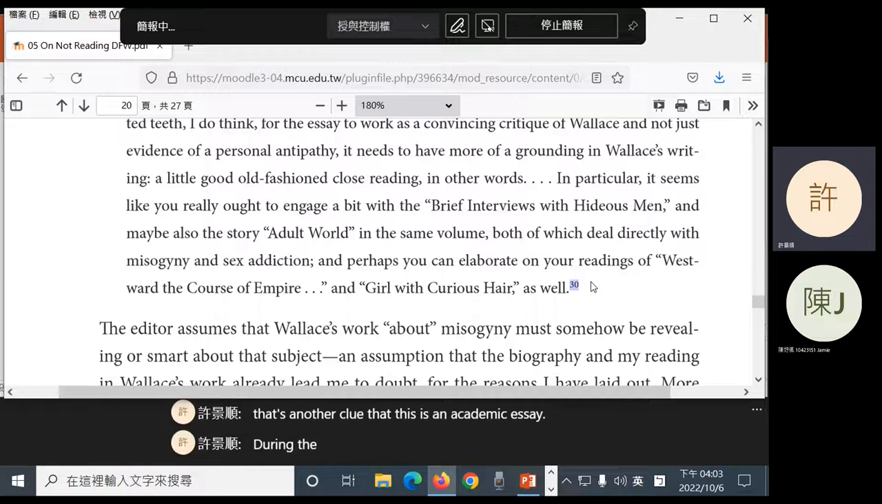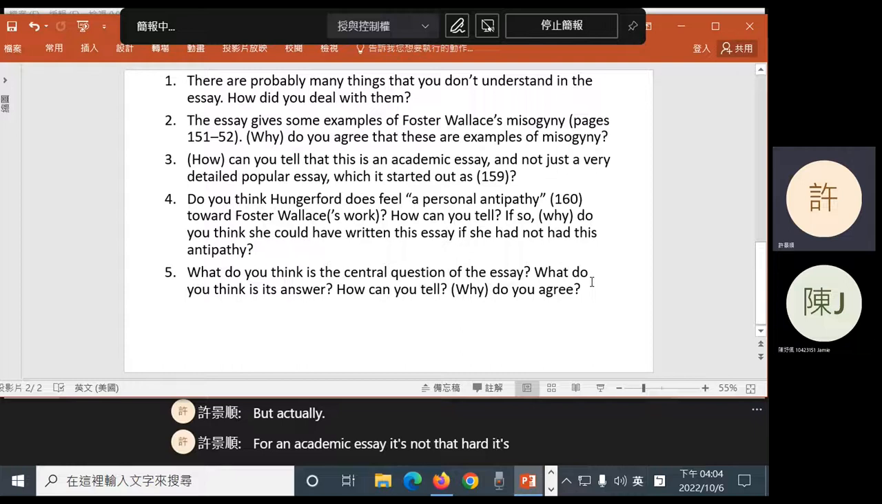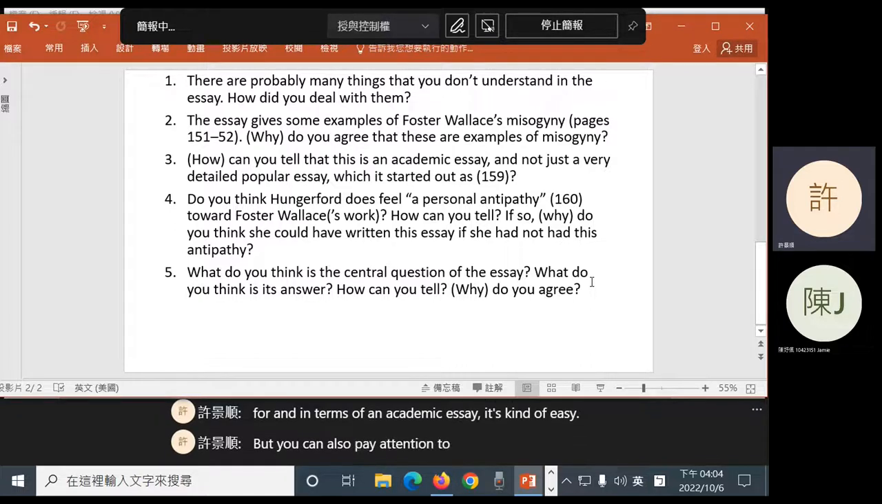During the general discussion, I also heard some people say the vocabulary is very difficult, or the grammar is very hard. But actually, for an academic essay, it's not that hard. In terms of an academic essay, it's kind of easy. But you can also pay attention to what she talks about.